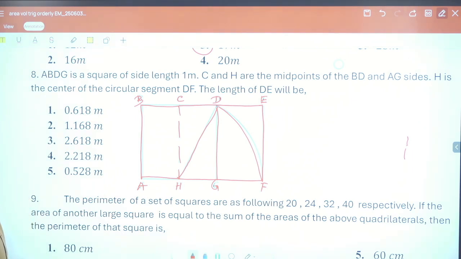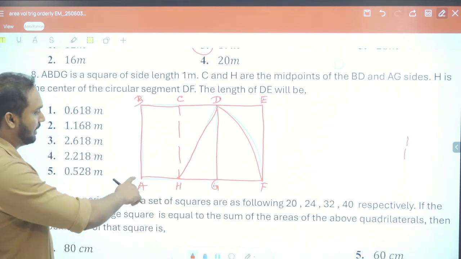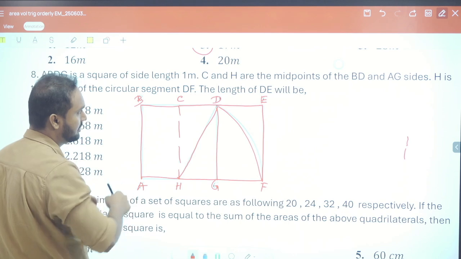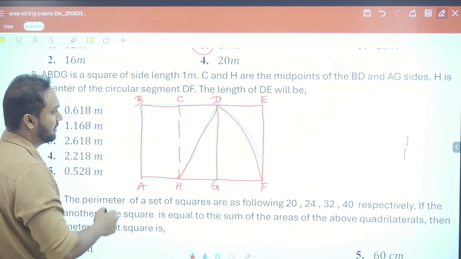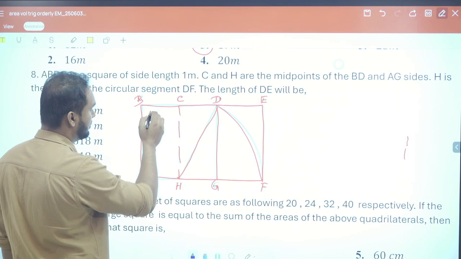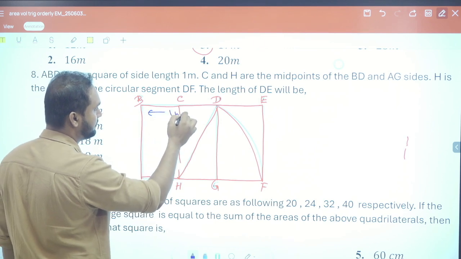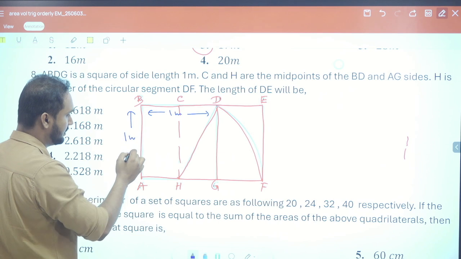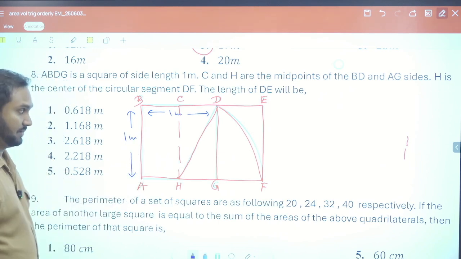Now the ABDG is a square of side length 1 meter. So ABDG, this one is a square with a side length 1 meter. So shall I label it? So the side lengths are 1 meter here, right? Even this one, it's 1 meter. That's fine.